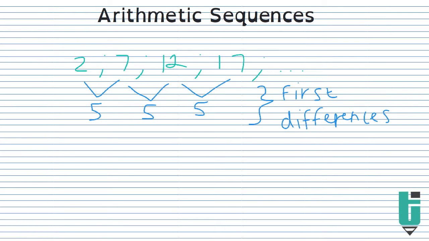So this is characteristic of an arithmetic sequence: a constant first difference. In other words, going from 2 to 7, we're adding 5. Going from 7 to 12, we're adding 5. Going from 12 to 17, we're adding 5. In other words, we have a constant first difference, in this case, 5. And that is basically what an arithmetic sequence is, where the difference between the consecutive terms is constant.